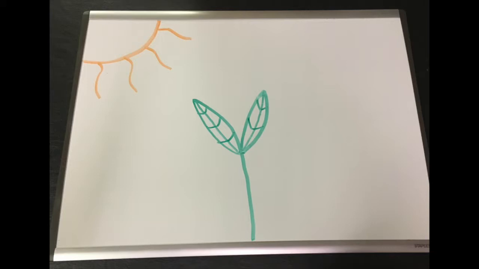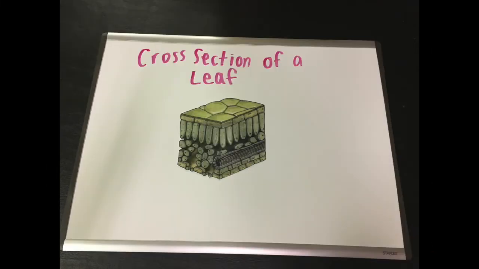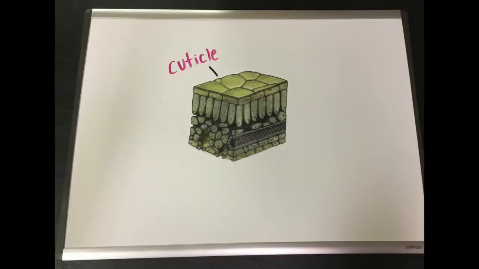Next are stems. Stems support the plant and hold the leaves up to the light. They also allow for water and nutrients to travel up the plant. Leaves are the last major structure that we will discuss. Leaves have a protective layer called the cuticle.